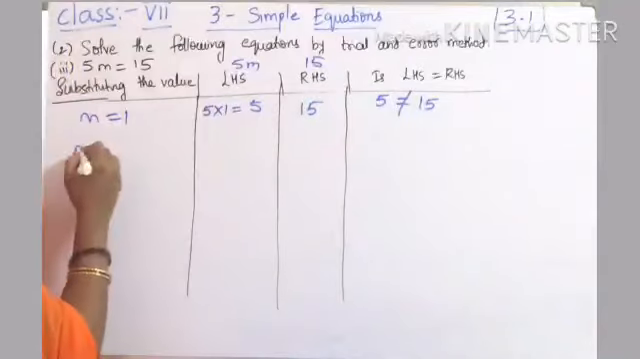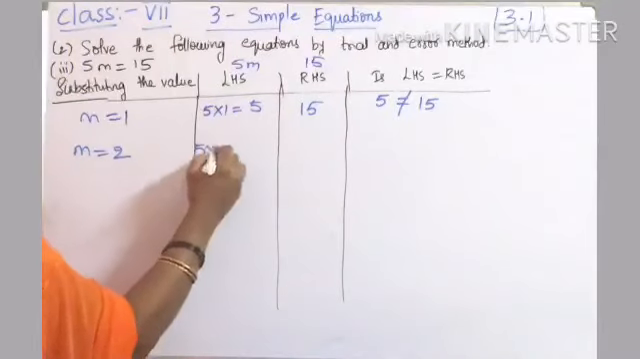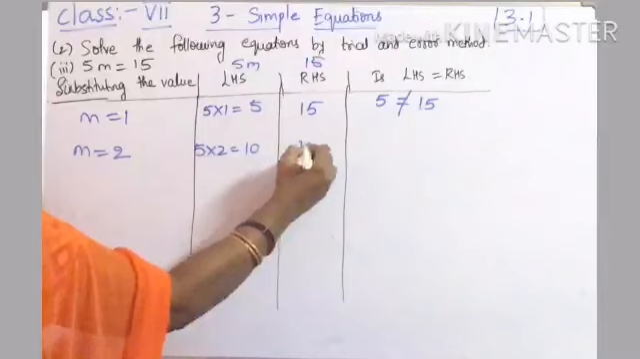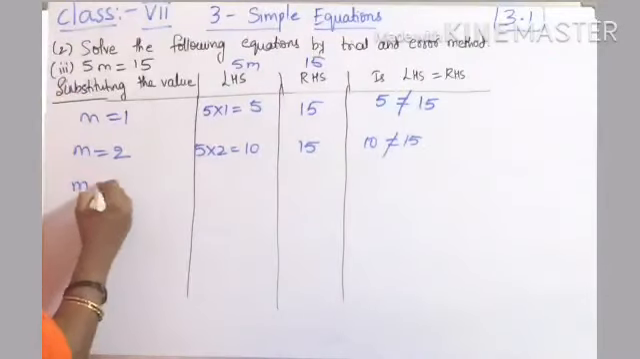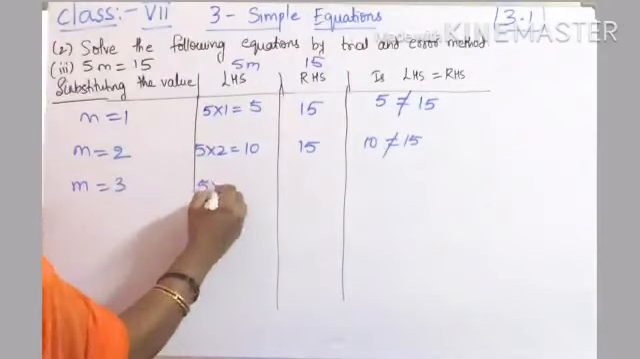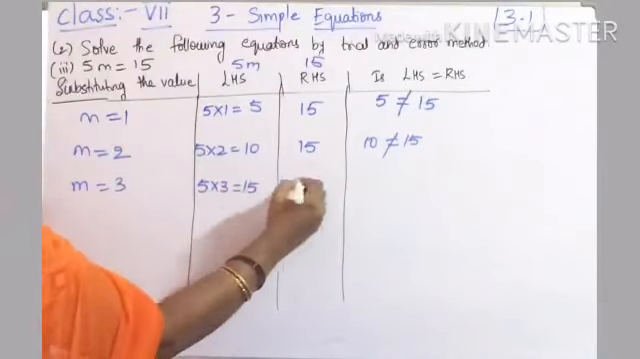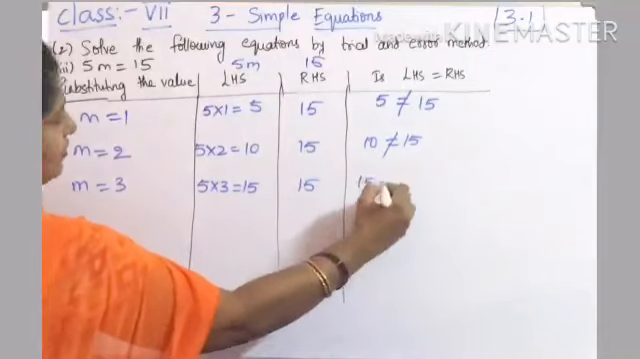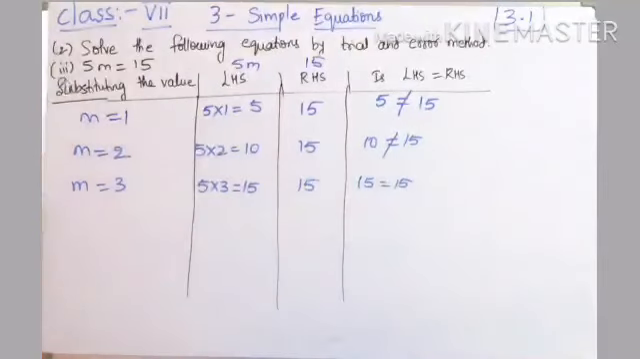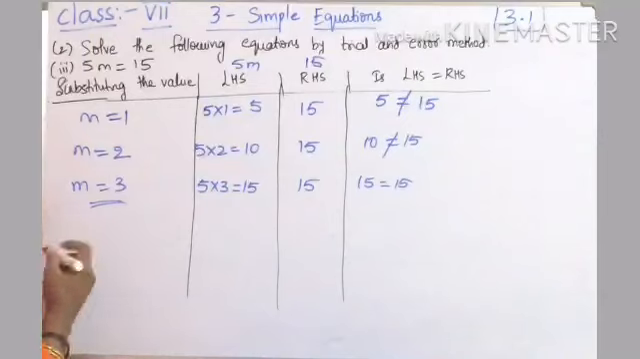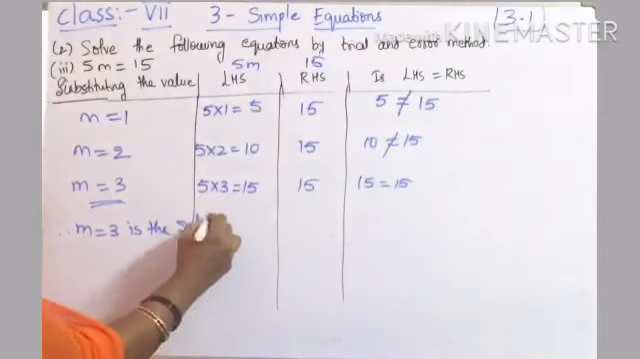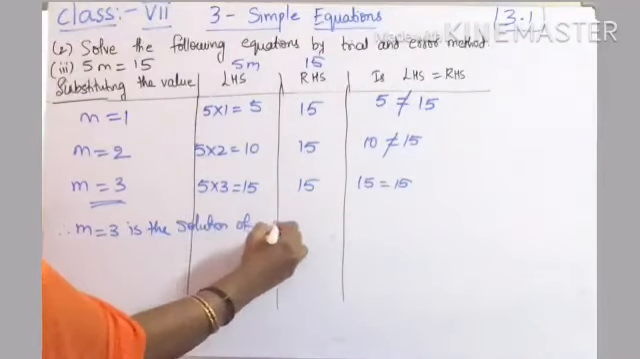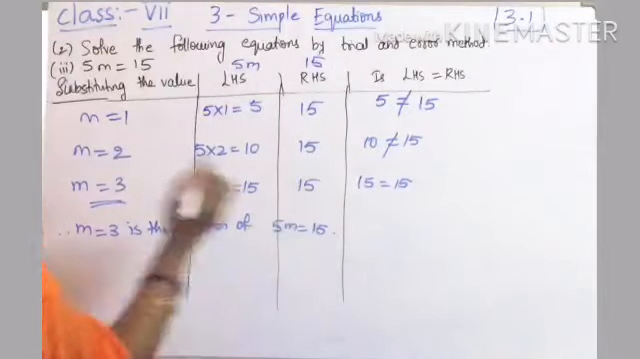No. Next m equal to 2 you take. So 5 into 2, how much? 10. And RHS is 15. Is 10 equal to 15? No. Next m equal to 3. 5 into 3, how much? 15. So here 15. So LHS equal to RHS here? Yes. At what value of m is LHS equal to RHS here? m equal to 3. Therefore, m equal to 3 is the solution of 5m equal to 15.